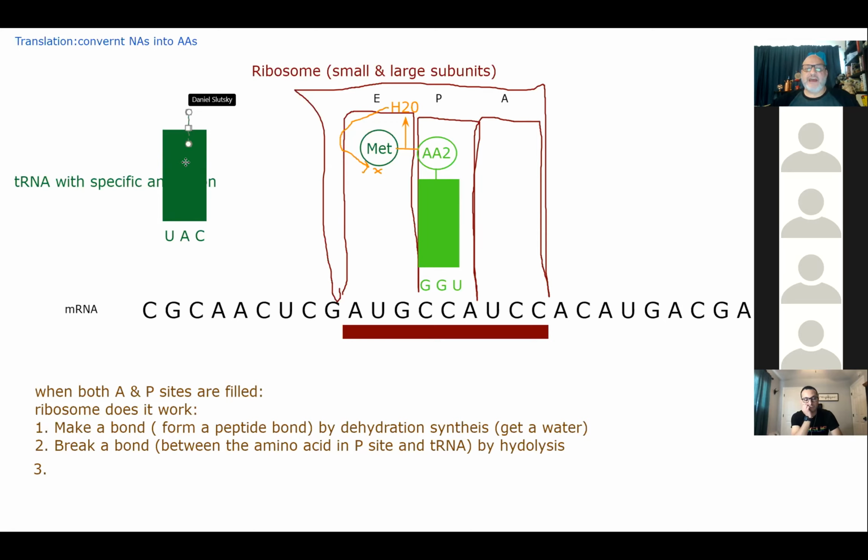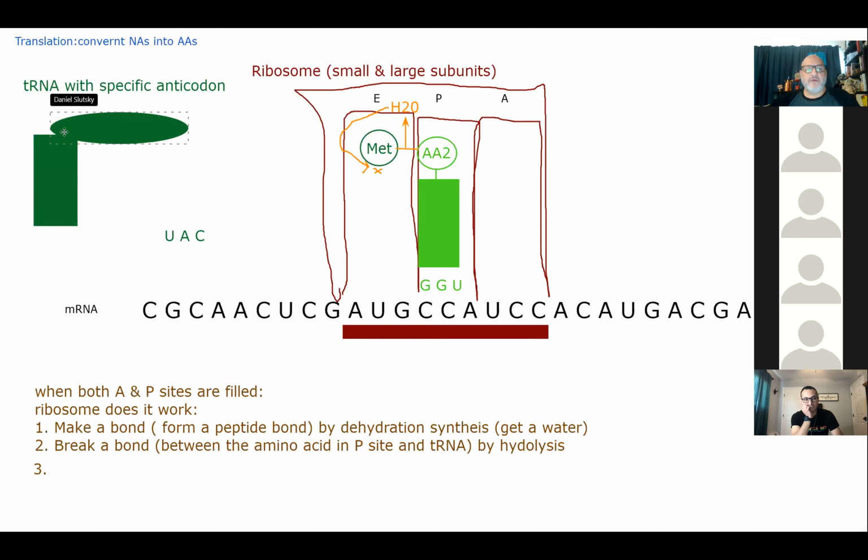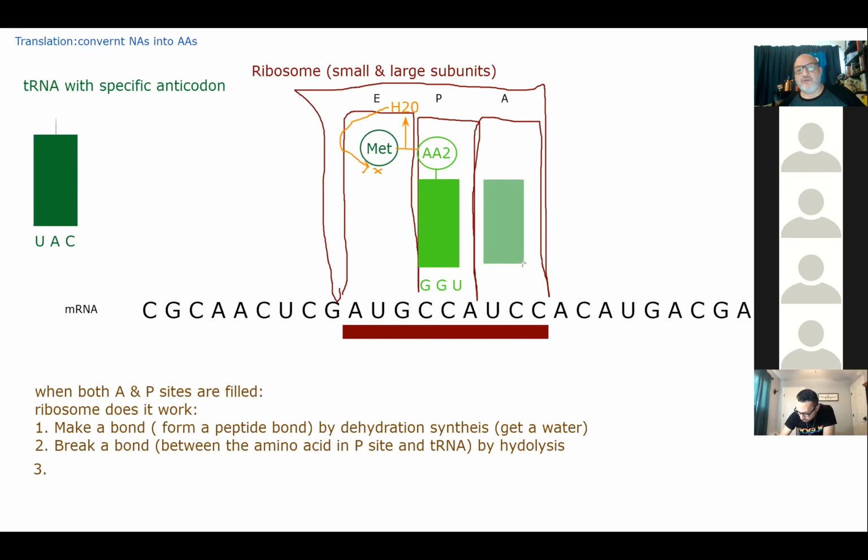And the third thing that has happened is now we have an open A site. And guess what can fill this A site? A new protein that will carry a new amino acid? Not a protein. Remember, these are not proteins. The transfer RNAs are RNAs. They're strands of ribonucleic acid. This is not a protein. This is an RNA. It's a transfer RNA, but you have the right idea.